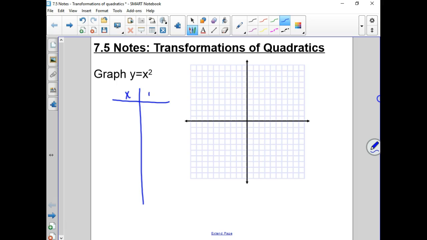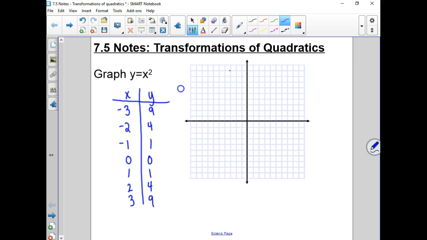Any function we can graph by simply plugging in numbers and plotting those points. If we just pick some numbers to use like -3, -2, -1, 0, 1, 2, 3, we can get some points that we can plot here. If we plug -3 into this equation, -3 squared would be +9. -2 squared is 4, -1 squared is 1, 0 squared is 0, 1 squared is 1, 2 squared is 4, and 3 squared is 9. So we can plot these points here.